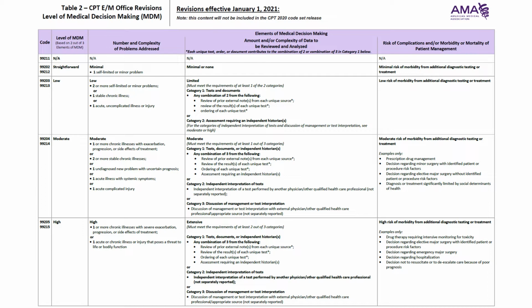So you have number and or complexity of problems addressed, you have amount and or complexity of data, and you have risk. So it very much mirrors the old system. It's just a simplified version. So when I'm calculating medical decision making, I look at problems or diagnoses, I look at data, and I look at risk. When we look at the risk column to the far right, that is unchanged for the most part from the old system. And when we look on the far left, we look at number of problems or diagnoses. That again is unchanged. The huge change comes in this middle column when it talks about amount and or complexity of data.